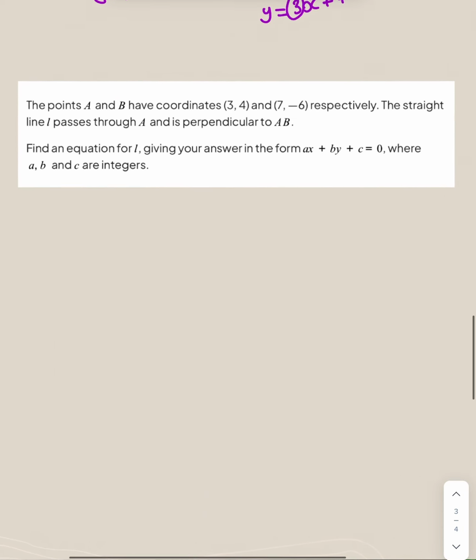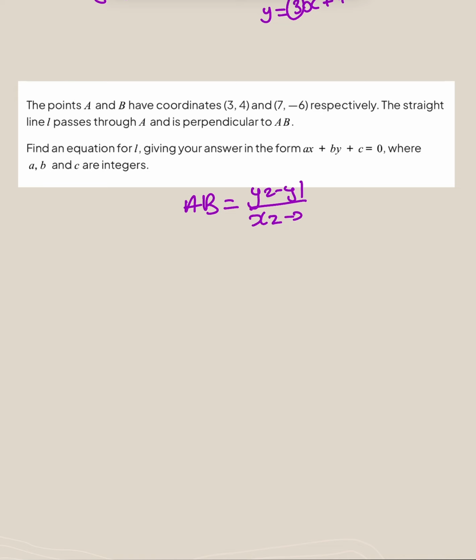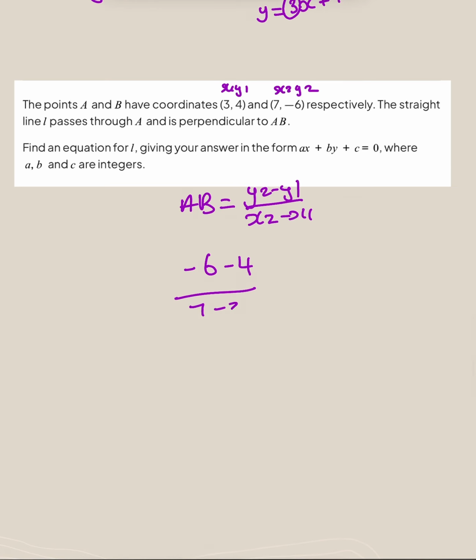Right, and then this last question, it says we have point A and we have point B. The straight line L passes through the point A, but is perpendicular to point B. So before I even read on, let's work out the gradient of A to B, which is going to be y2 minus y1 over x2 minus x1. So in this case, we've got x1, y1, x2, y2. So -6 minus 4 all over -7 minus 3. So that's going to give me -10 all over 4, which if we simplify that, it's -5 over 2.